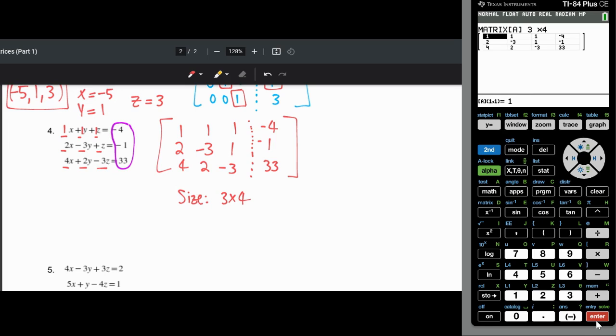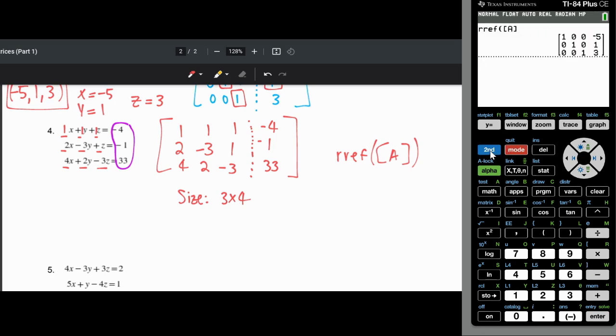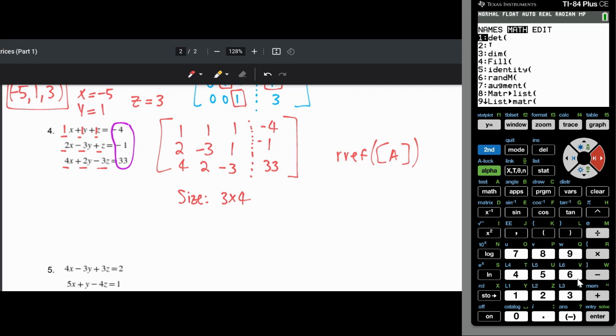So once I have this, you're always going to quit, and you're going to do RREF of whatever matrix you just typed in. So I'm going to quit, go to the main screen. I'm going to do second matrix, move over to math. I'm going to move down to B. And then I'm going to hit second matrix and select A. All right, so I'm going to do RREF of A.